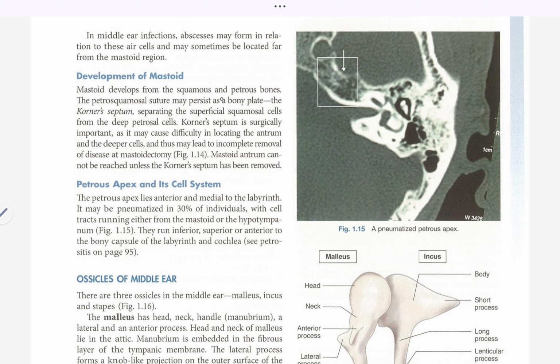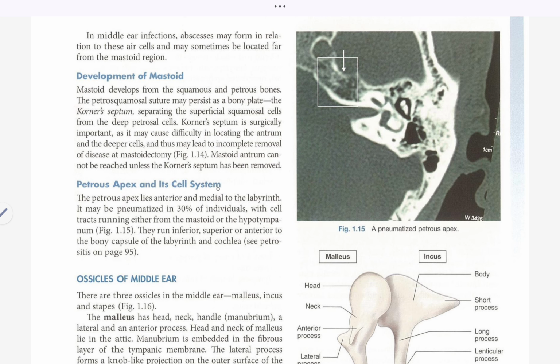Development of the mastoid. The mastoid develops from the squamous and petrous bones. The petrosquamosal suture may persist as a bony plate, Korner's septum, separating the superficial squamosal cells from the deep petrosal cells. Korner's septum is surgically important as it may cause difficulty in locating the antrum and the deeper cells and thus may lead to incomplete removal of disease at mastoidectomy. The mastoid antrum cannot be reached unless Korner's septum has been removed.